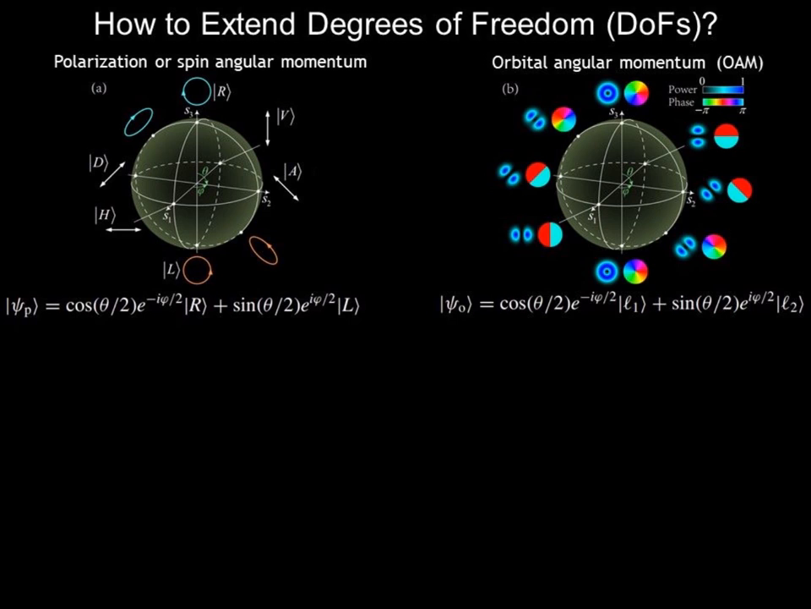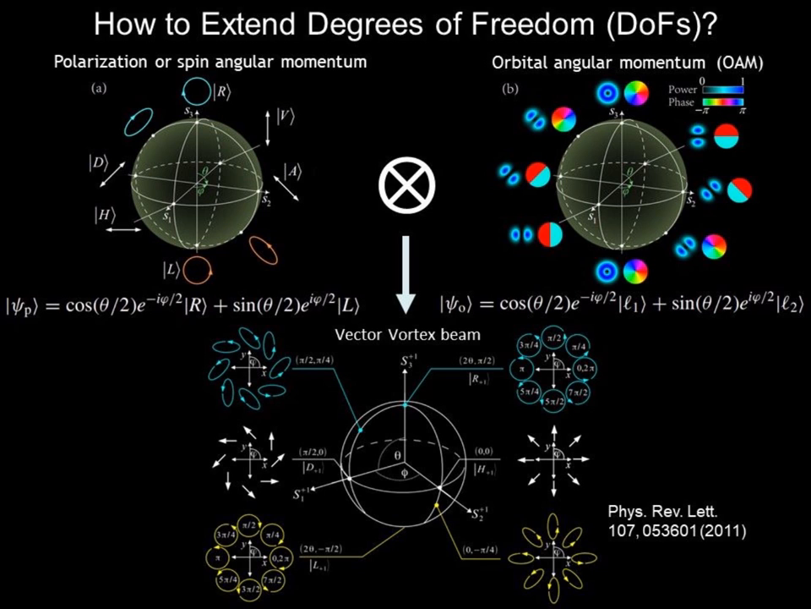To this end, let's review how to extend degrees of freedom in the conventional vector vortex beam. The 2 degrees of freedom are polarization and orbital angular momentum. Each of the states can be mapped on the Poincare sphere, treated as a quantum bit. And the vector vortex beam is just the tensor product of the polarization and OAM, which results in a high-order Poincare sphere, representing the spatially varied polarized state.